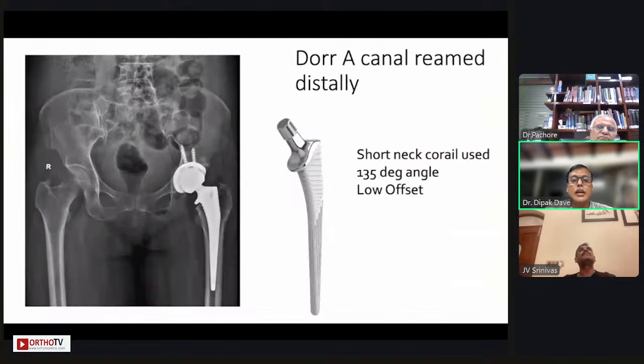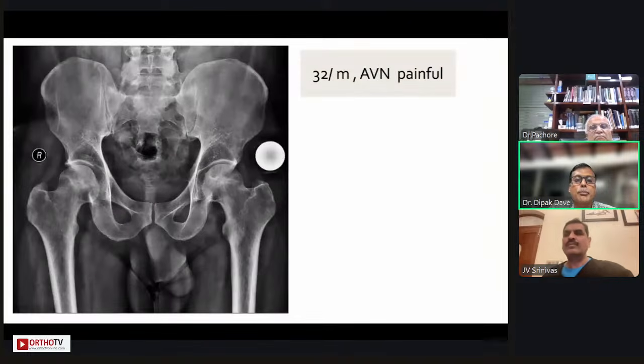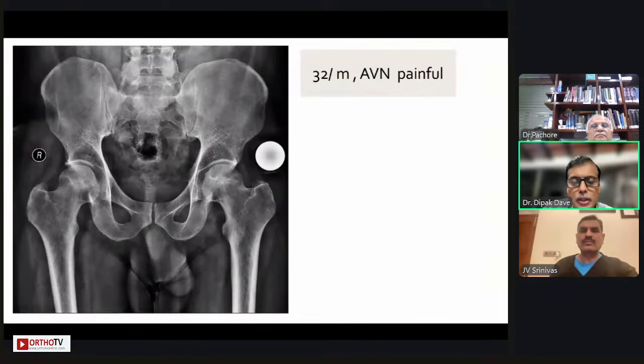So here what I have done, I have used a Corail short neck, low offset, 135-degree angle and an uncemented cup. So with this, I have avoided the standard high offset Corail. So in a stiff hip, better to use these kind of stems, low offset stems. We can even use an Accolade type of stem, which is also low offset.